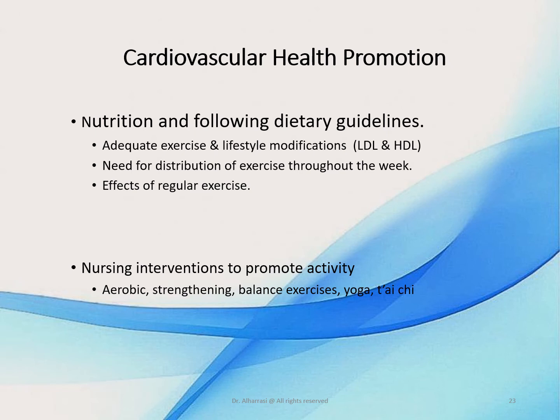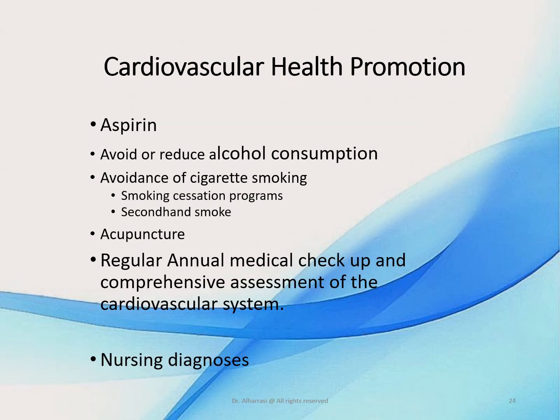Our nursing intervention should also focus on promoting activity such as aerobic exercises, strengthening exercise, balance exercise, yoga, and Tai Chi. One of the very important aspects of cardiovascular health promotion is using aspirin to decrease the chance of clotting, in addition to avoiding or reducing alcohol consumption.